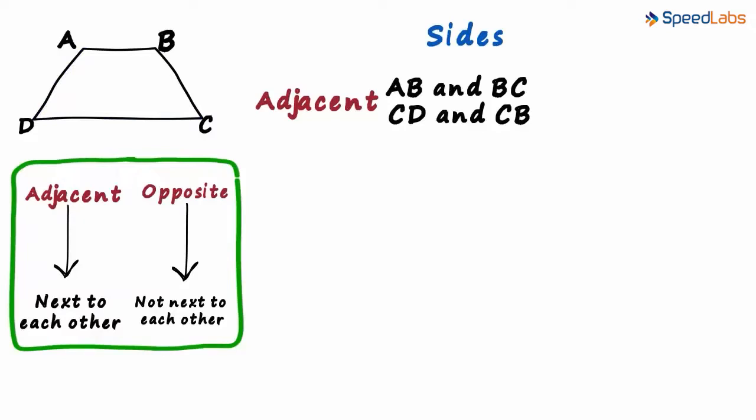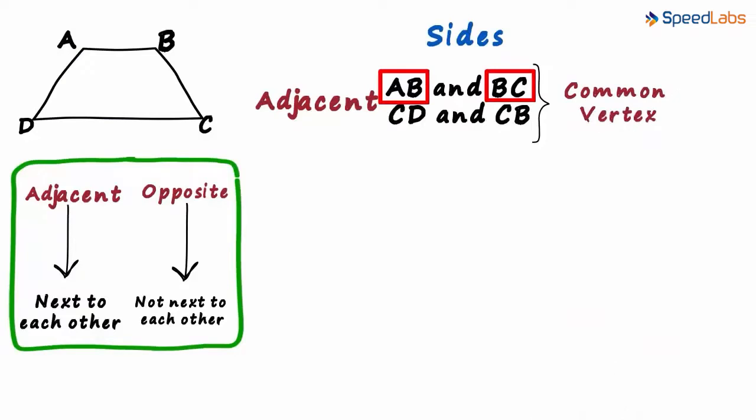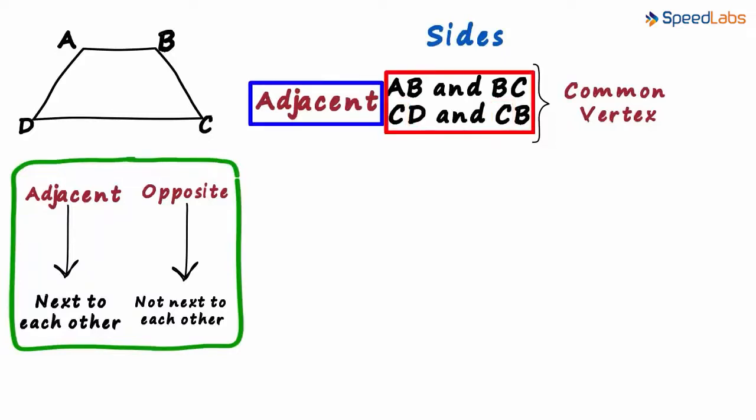If you observe, all the pairs have a common vertex. The first two sides have B as their common vertex. The second pair has C as its common vertex. So adjacent sides in a quadrilateral will always have a common vertex.